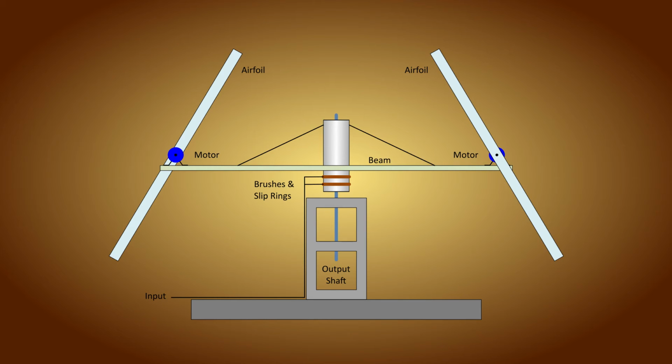Second, we take a look at the torque applied to the beam because of the rotating airfoils. If the lift-to-drag ratio of the airfoils is 5 or greater, the torque applied to the beam will be greater than the torque required to spin the motors. Do you agree with that?